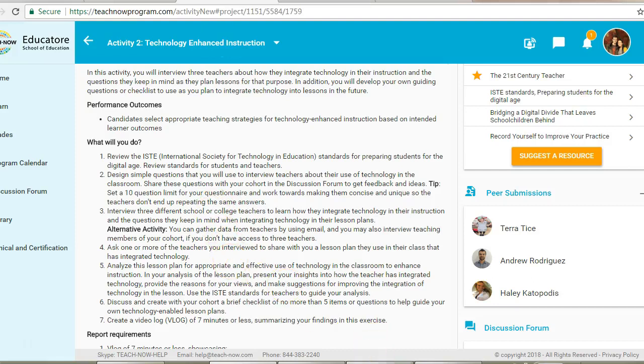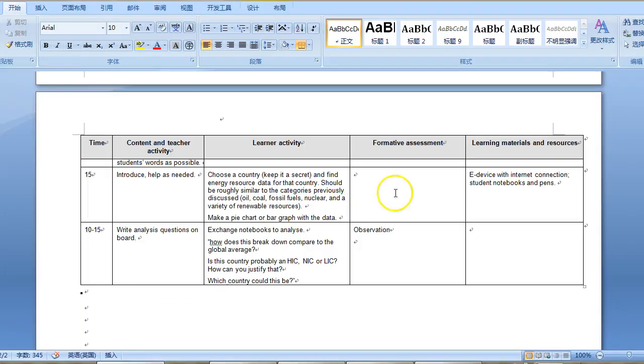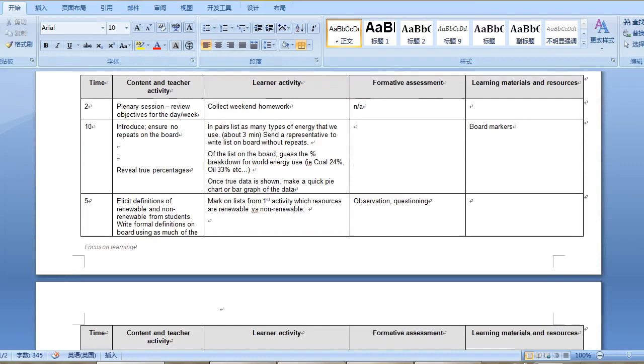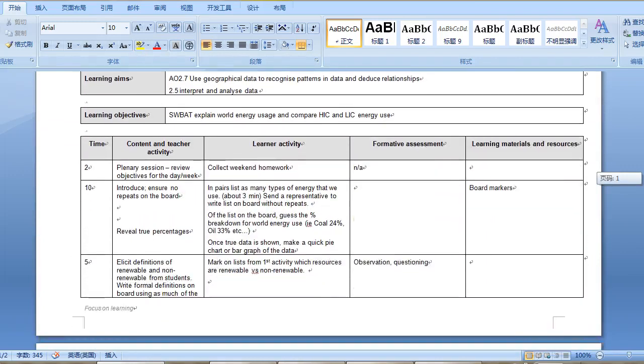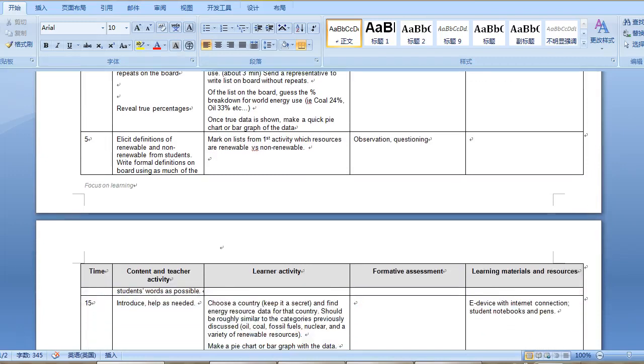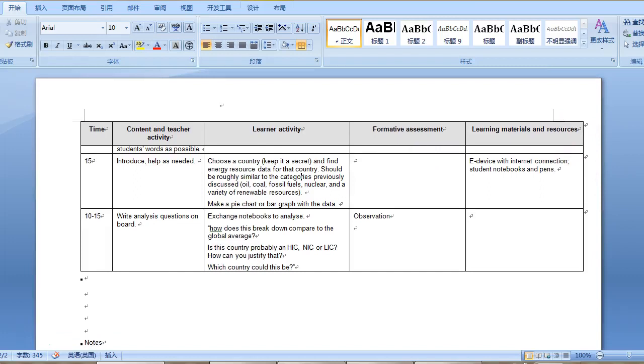Okay, so lesson plan. Andrew was nice enough, in fact his girlfriend was nice enough to share a lesson plan with me. Okay, so here's the lesson plan. Basically it's a geography lesson. She's teaching about energy use in different countries, and there's a step here where students will choose a country, keep it secret, and then make a pie chart about the energy usage in that country, and then other students will get it.